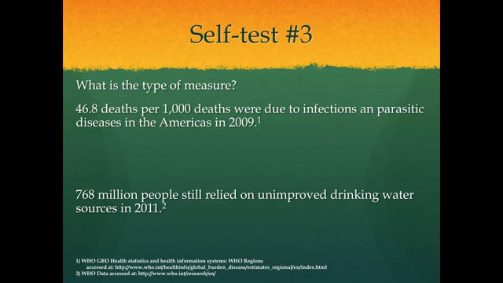What type of measure is 46.8 deaths per 1,000? This is a proportion. For those interested, it is another special type of proportion called the cause-specific mortality rate. What about the next example? This is a count.